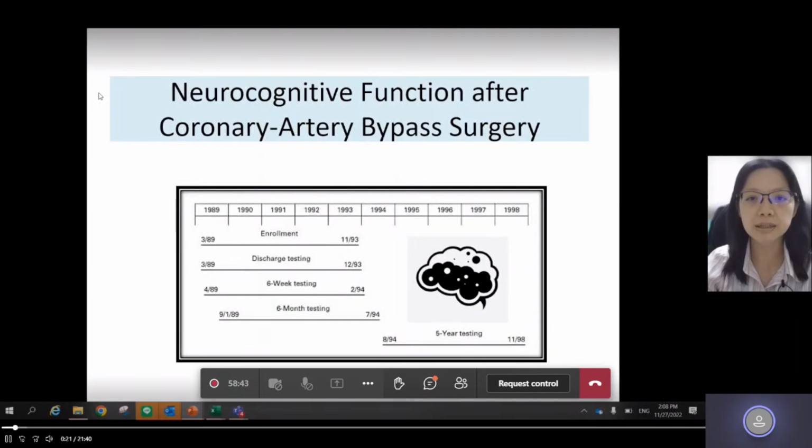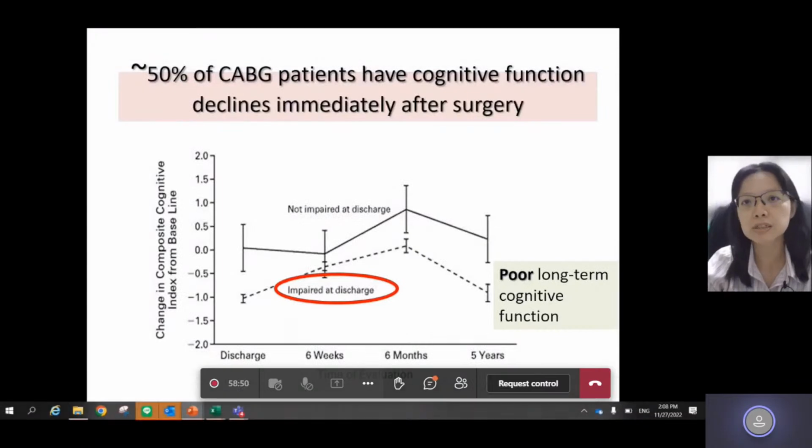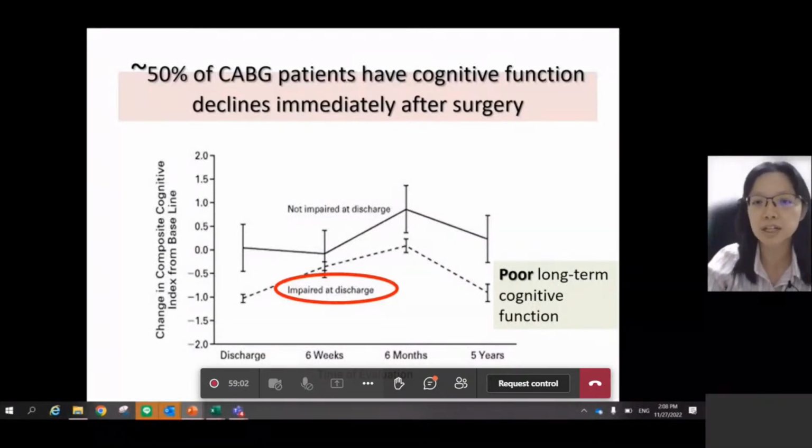A large study about OPCABG patients had a long-term follow-up. We can see that 50% of their OPCABG patients have cognitive dysfunction immediately after the surgery. Furthermore, those who had immediate decline at discharge had poor long-term cognitive function 5 years after the surgery.